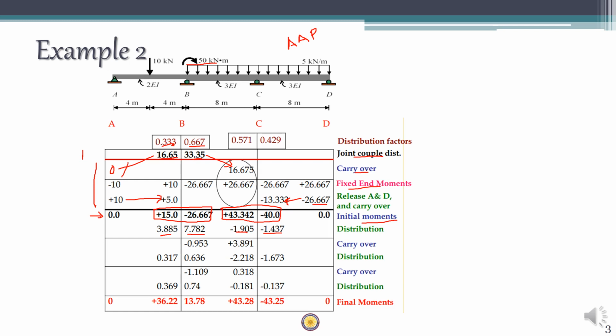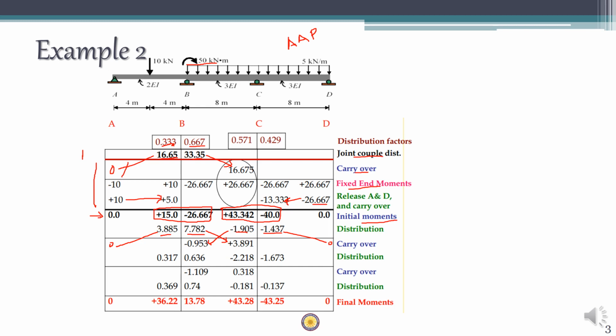Okay, so once this is obtained, for this particular moment the far end is a simple end, so there is no carryover, it is 0. For this moment also, the far end is a simple end, so carryover is 0, right? When you consider this minus 1.905, the far end is B, so it is an internal joint, so half of the minus 1.905 is carried over to B. And when this particular moment 7.782 is considered, the far end is C, which means that half of 7.782 has to be carried over to this point, so half of 7.782 is plus 3.891.